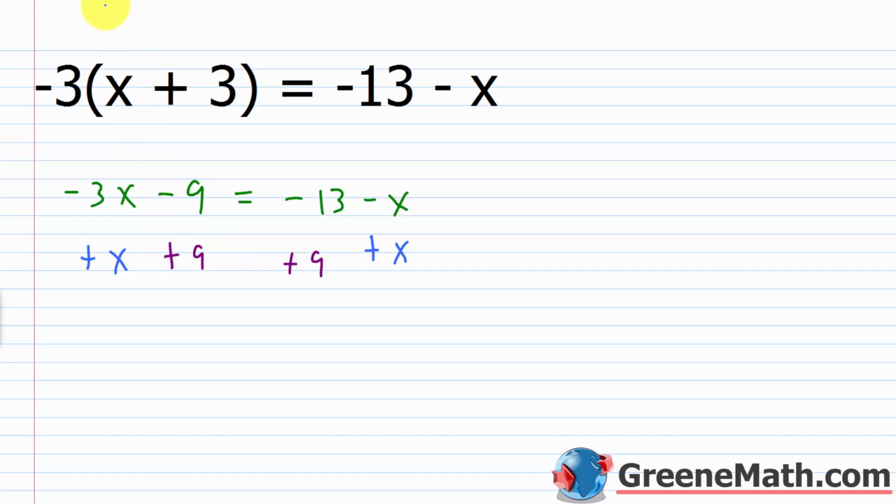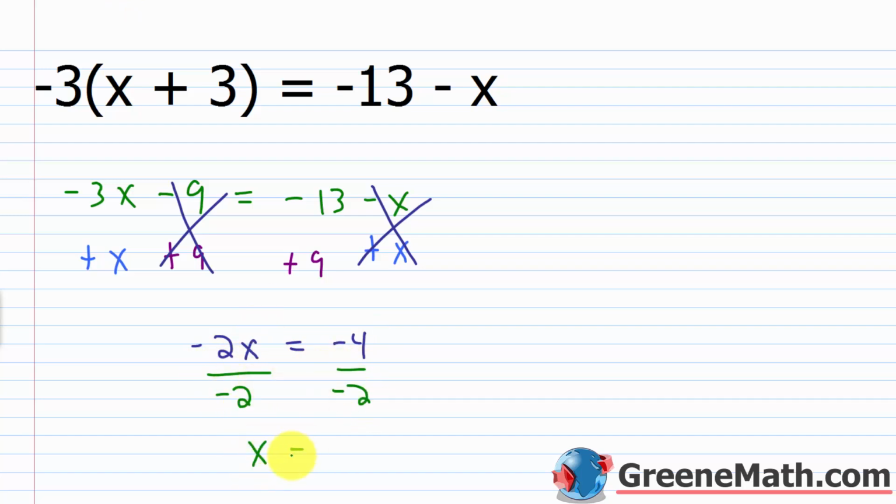So what's going to happen is, this is going to cancel, and this is going to cancel. Negative 3x plus x is negative 2x. This is equal to negative 13 plus 9, which is negative 4. So negative 2x is equal to negative 4. I can solve that by just dividing both sides of the equation by negative 2, and I get that x is equal to 2. Okay, so that's my solution.